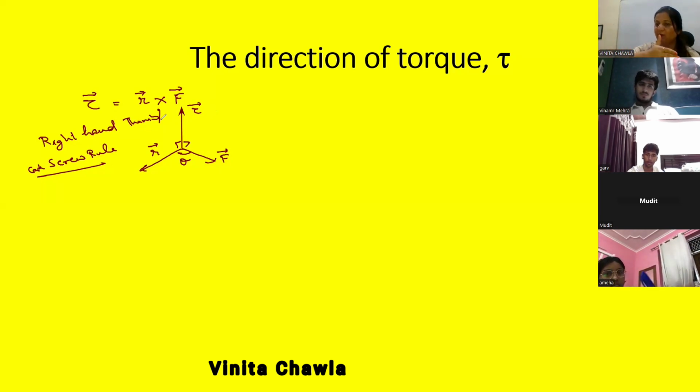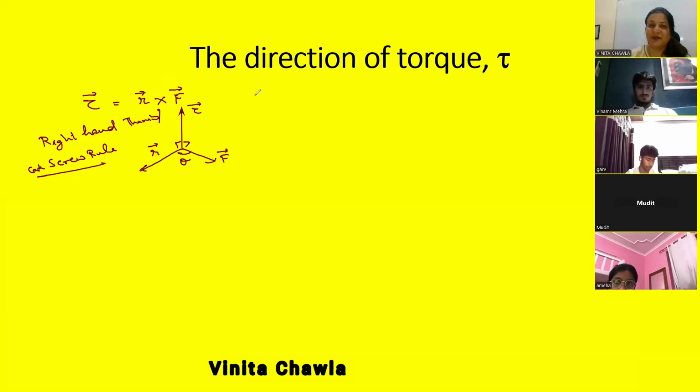You move from the first vector to the second vector, r cross f. So this is r and this is your f. So for r cross f, this thumb indicates the direction of torque. Clear? For anti-clockwise movement we take positive, and for clockwise we take negative. This is by convention. Anti-clockwise positive and clockwise negative.